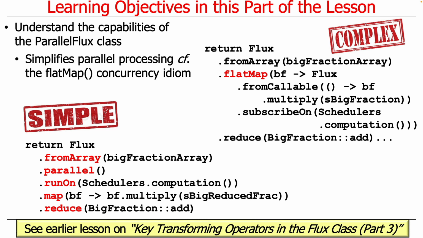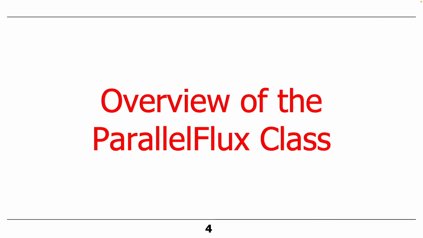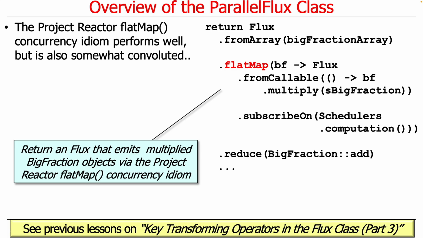So here's the flatMap concurrency idiom, which is doable but a little bit wonky, and you get carpal tunnel syndrome from having to type extra code. And here's the parallel flux way of doing things, which, if you have the right kind of problem, a problem that's embarrassingly parallel, decomposes very nicely onto these features. So parallel flux is necessary because the flatMap idiom performs well, but it's a little bit convoluted.